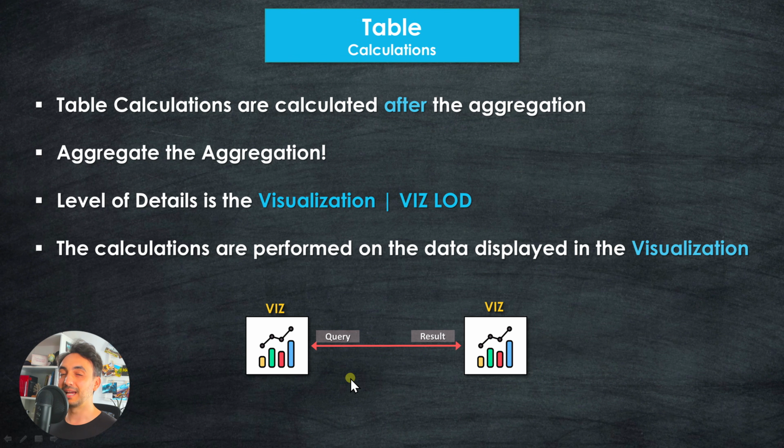And the other three types of calculations, like the aggregate calculations, LOD, and row level calculations, they are always going to query the data from the data source and bring the result to the view. Only this type of calculation is going to query the data in the view.